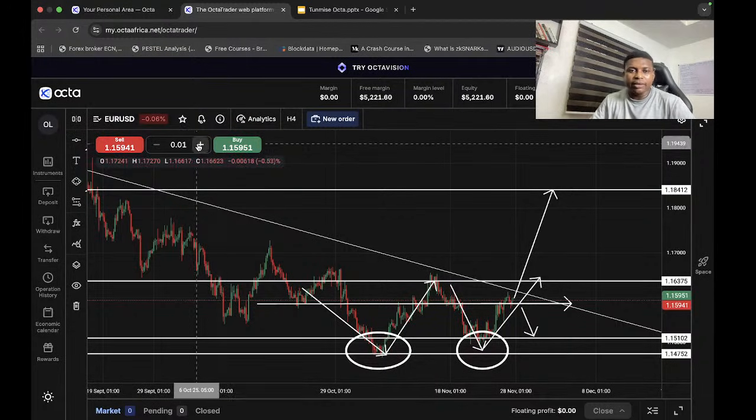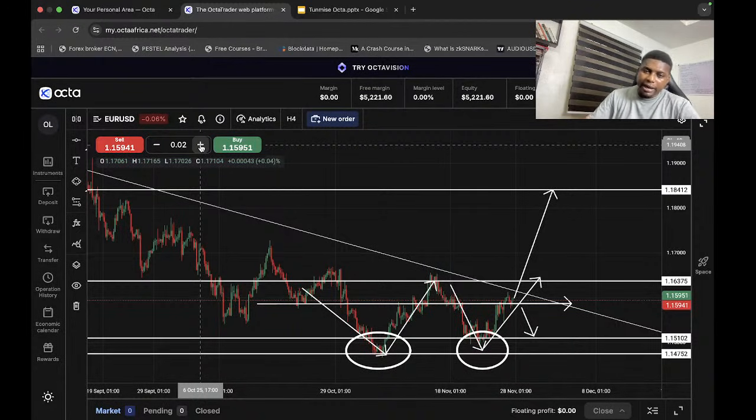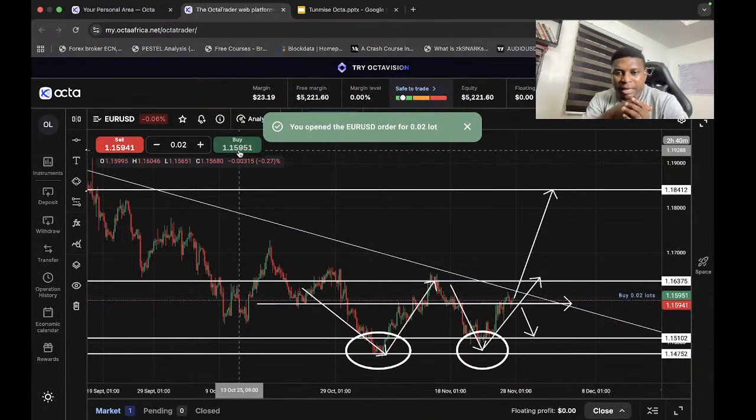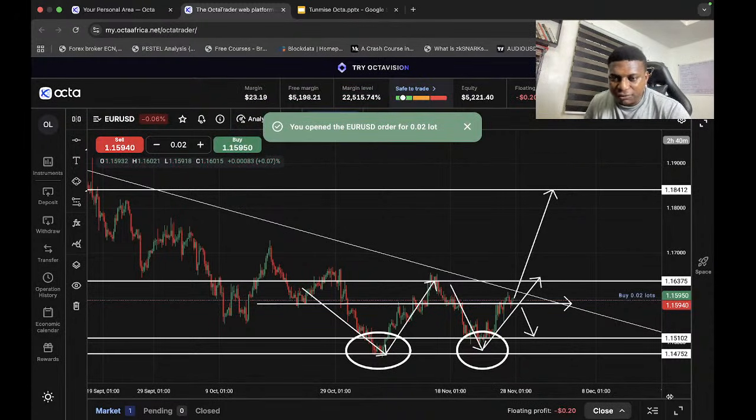So now, because this is what we are looking forward to, we are going to place a buy from this level, the current market price. We're going to buy at the current market price, because the current market price is currently seated at the minor support zone, which is the buy zone. All right, so I'm going to buy, and now we've placed our buy successfully.